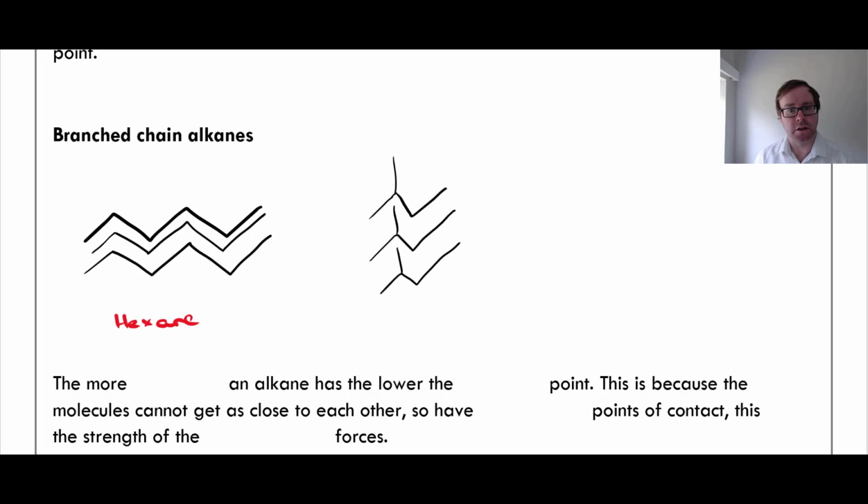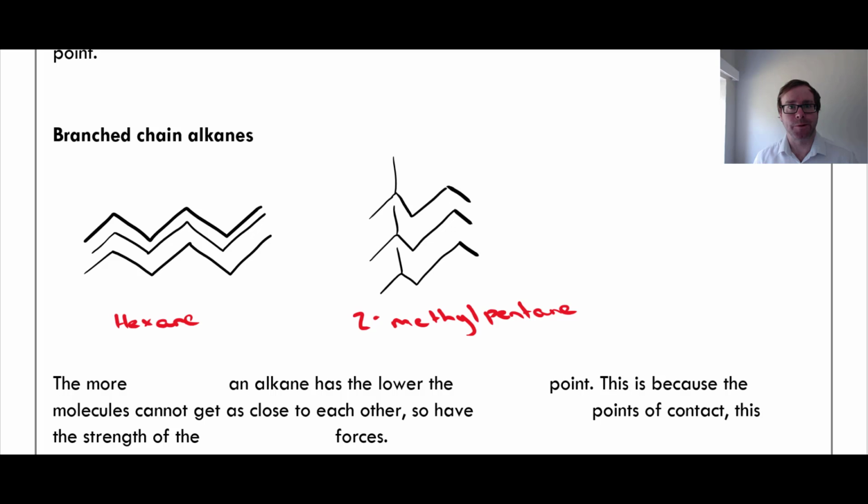I should have done another one. Let's do another one here. So 1, 2, 3, 4, 5, 6. Okay, so this would be 2-methylpentane. Okay, so I'd like you to have a go at working out the molecular formula of these.